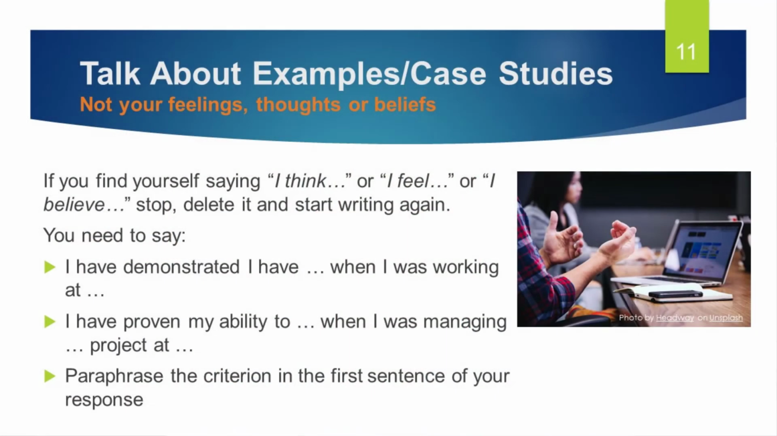The other thing paraphrasing the criterion does is it then makes you lead into the example. The phrases at that point you need to be using are, I have shown I can, or I have demonstrated I can do this when I was. Those really specific examples are going to lead you into talking about your case study. So that's the second tip completed, and it's talking about your examples, not your feelings. And it's also how to lead into actually giving your answer on the page by paraphrasing that criterion back in your answer.